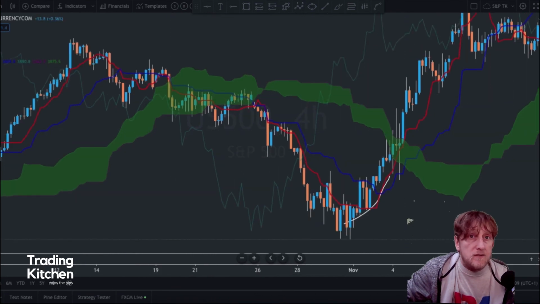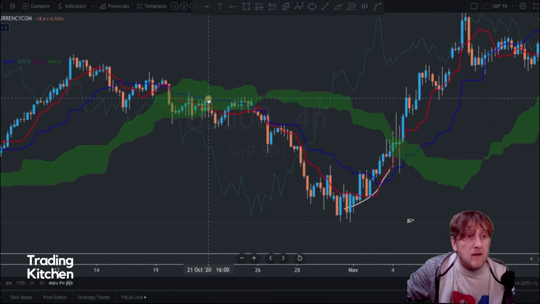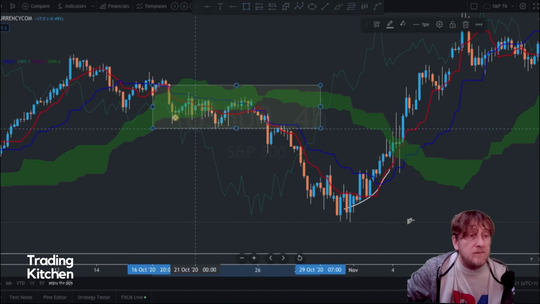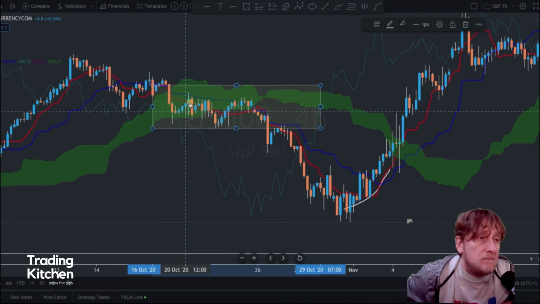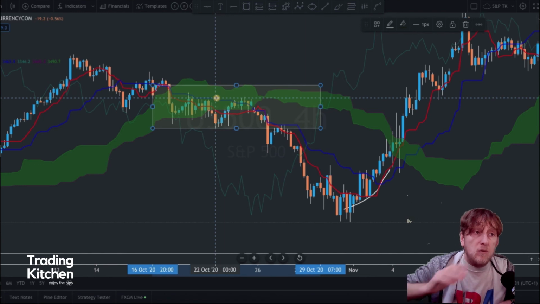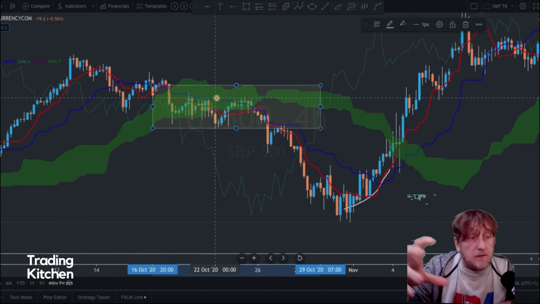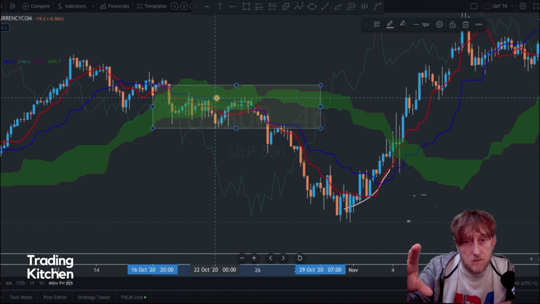Another very important thing that I want to tell you is to consider the direction of the two lines, in particular the blue line, because look at this. In this example, it will be very clear. When price is inside the cloud, the blue line and the red line are both horizontal. Okay, this is a clear signal of a ranging market.